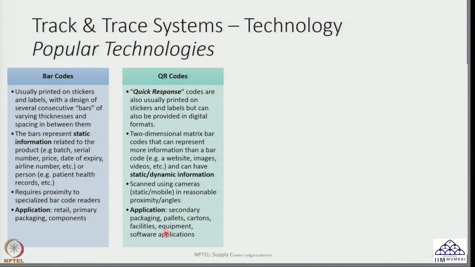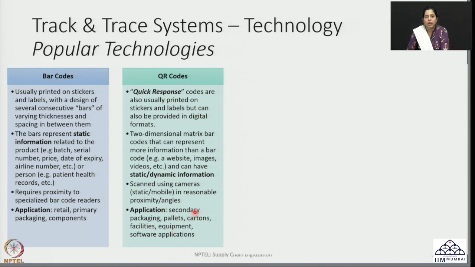So in the last session, we were looking at the application potential of QR codes, where we saw that QR codes can be applied on secondary packaging, pallets, cartons, even on facilities. Let us say you have visited a theater and you wanted to provide a review of the theater, then you can scan the QR code associated with the theater. It is going to directly link to a website where you can give your feedback. It can be also associated with let's say a restaurant dining experience.